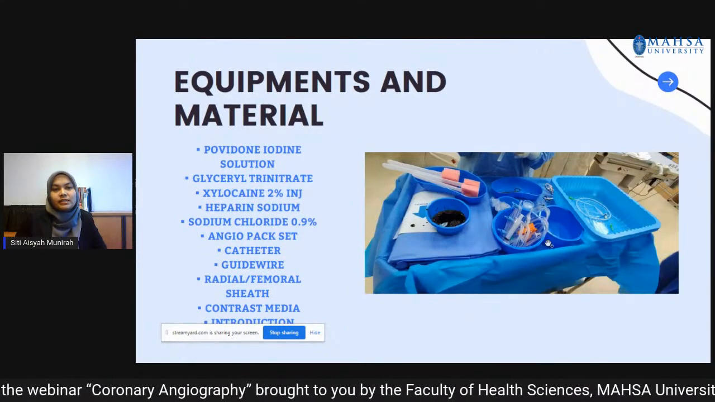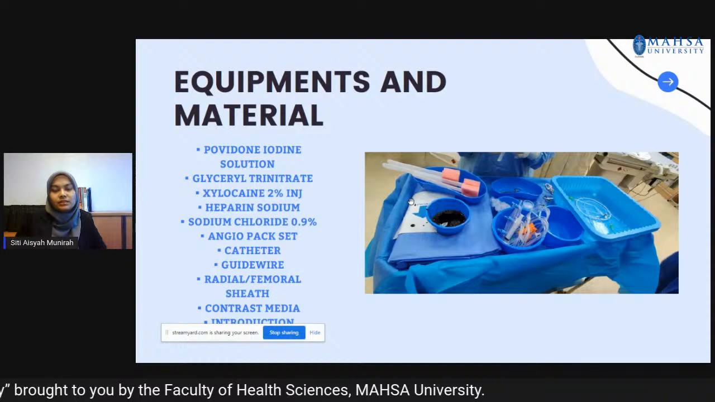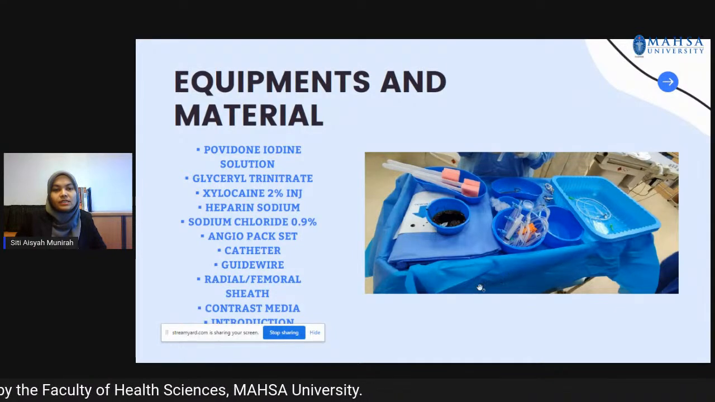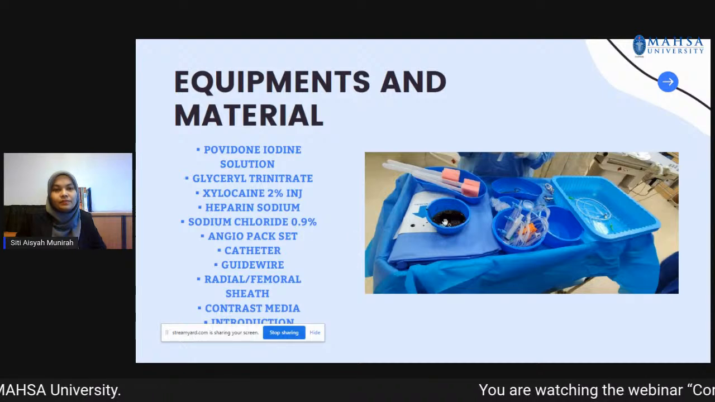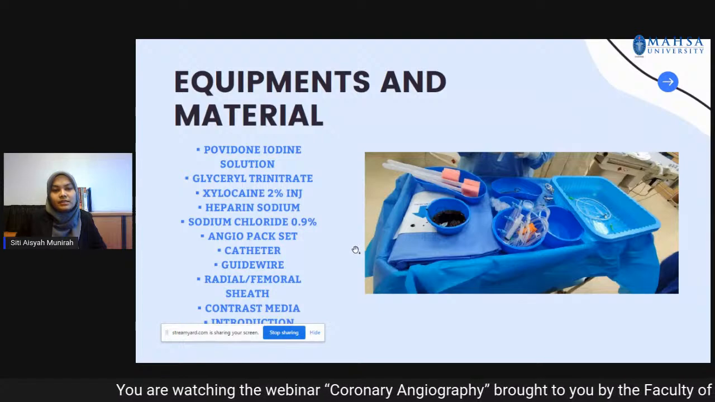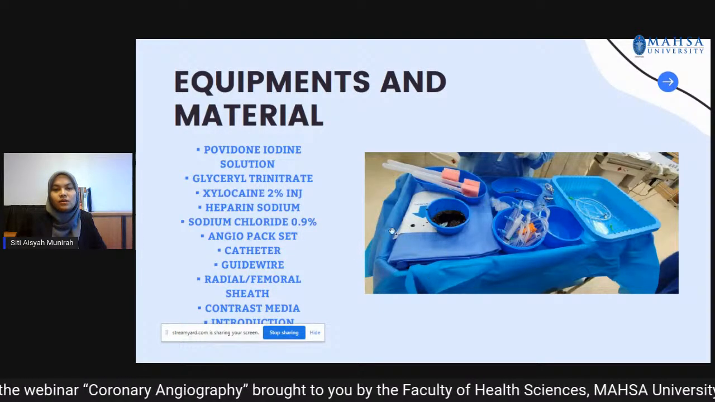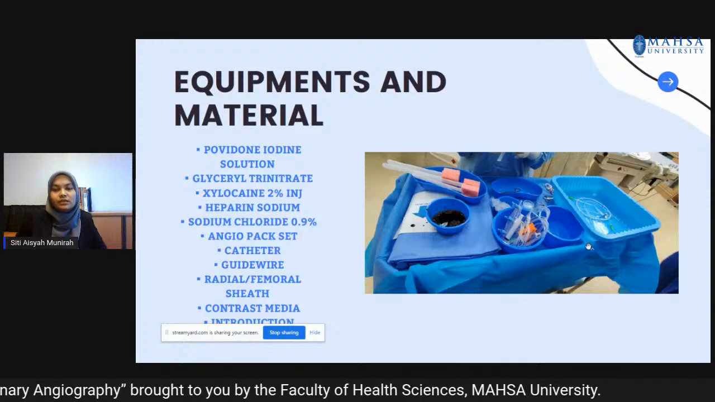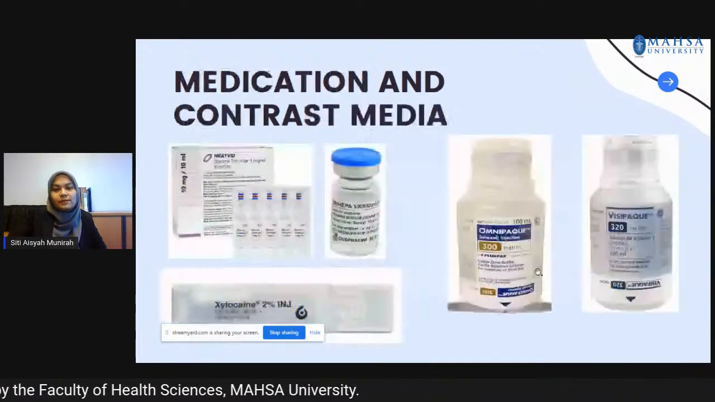Among other equipment and materials that should be prepared by nurses before the procedure, this is the equipment on the study. We have the povidone iodine solution here, glycerin trinitrate, xylocaine, heparin sodium, angiopeptin, catheter, guide wire, contrast media, and sedative. All these things must be prepared beforehand so that the examination will run smoothly.